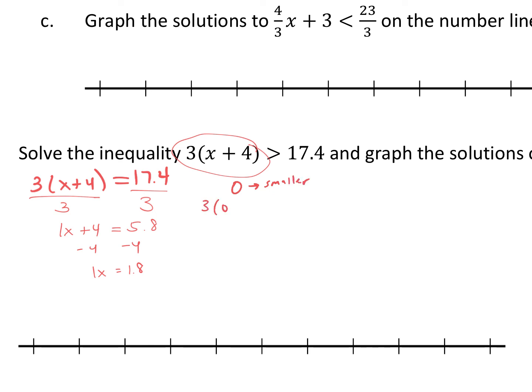So I have 3 times 0 plus 4. 0 plus 4 is 4. 3 times 4 is 12. And then I ask myself, is 12 greater than 17.4? And no, it's smaller, so that's not going to work. So I chose a number smaller than 1.8. Let's choose a number bigger than 1.8. Let's do 2. So 2 is bigger.